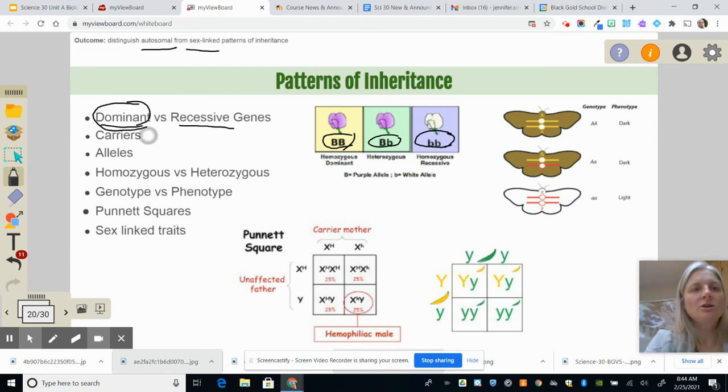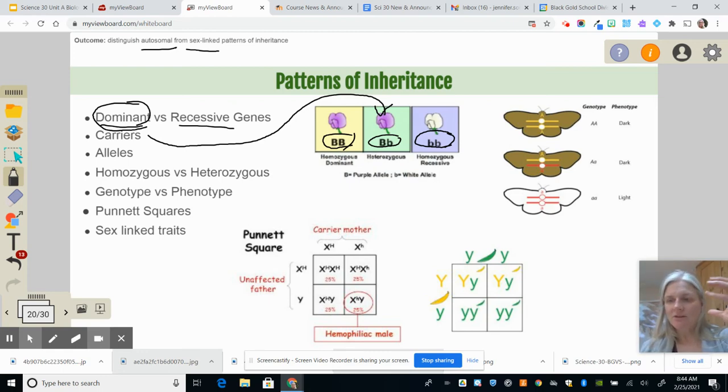An organism is considered a carrier if it has one of the recessive alleles, but it's got the dominant allele still, and so the trait that it expresses or shows up is the dominant trait, but it's still got that recessive allele and it's carrying it. Alleles, what are alleles? I keep using that term. There are different variations for a trait. So in this example here, you have the purple allele and you have the white allele for flower color.